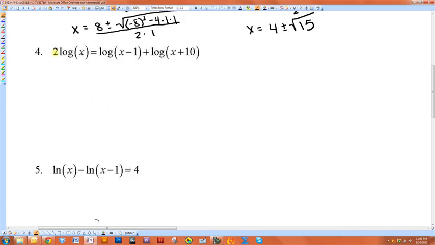Okay, so the first thing I want to do is try to rewrite this into a log with nothing being multiplied by it. Whenever you have a number being multiplied in the front, you can just raise it to the exponent, so x squared. And I want to combine this into one log. So log of x minus 1 times x plus 10. Okay. Well, now I have log base 10 is equal to some other log base 10, so that just means that the things inside the logs have to equal each other.